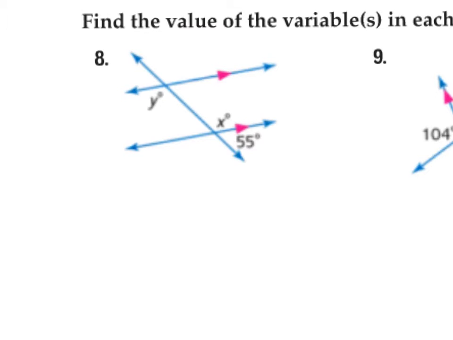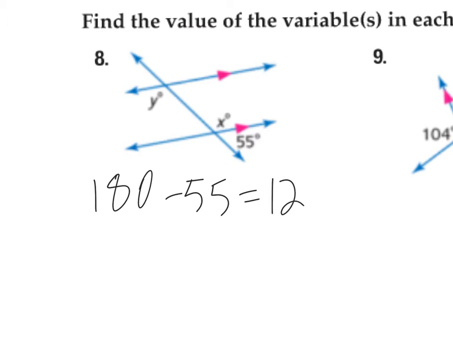So here I have x and y in between two parallel lines, and I have 55 on the outside. So x and 55 make a linear pair, so that tells me that x is just going to be whatever is 180 minus 55, because together they have to add up to 180. So 180 minus 55 is 125. So that's what x is going to be.